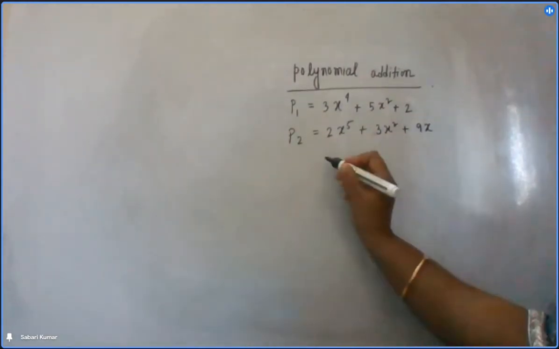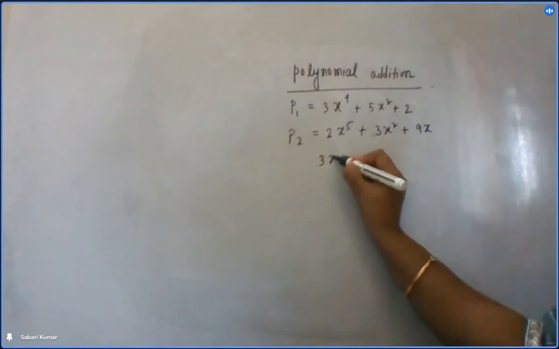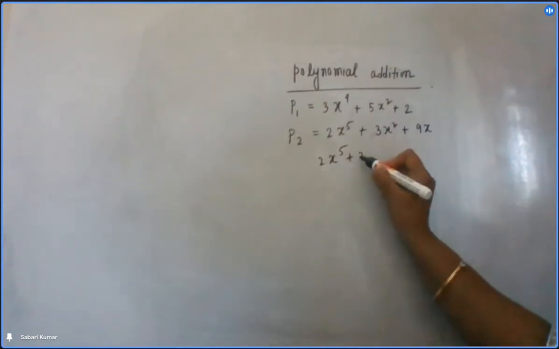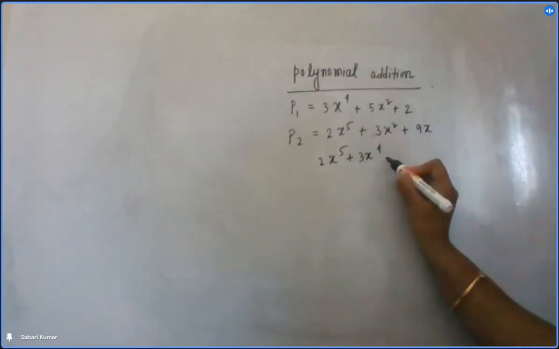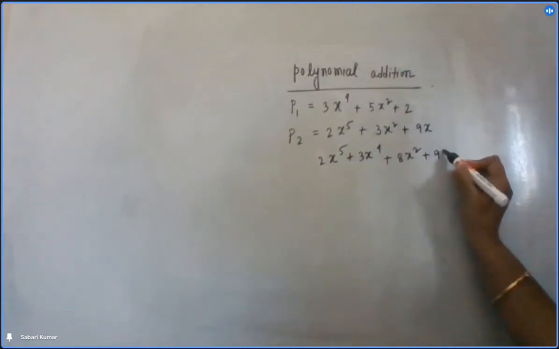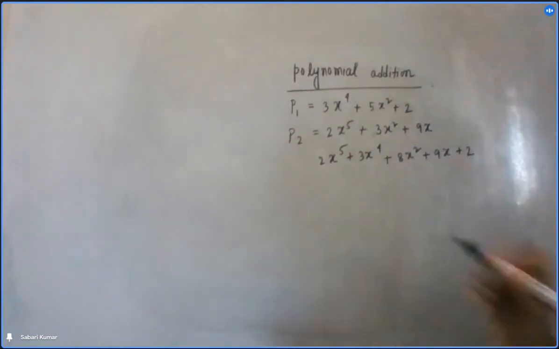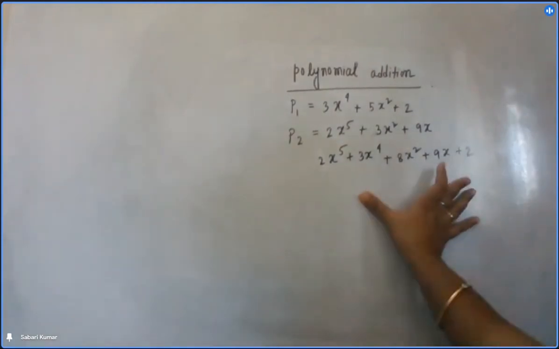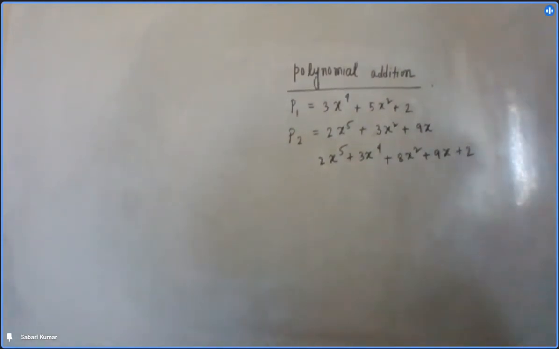So if we are going to add these polynomials, the resultant value will be 2x to the power 5 plus 3x to the power 4 plus 8x square plus 9x plus 2. So this is the resultant polynomial after polynomial addition is performed. Okay.